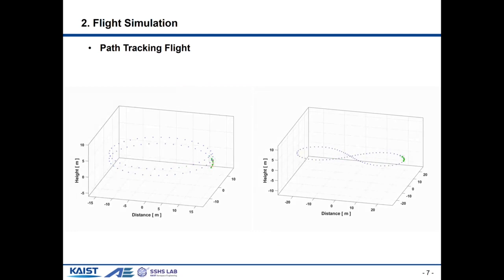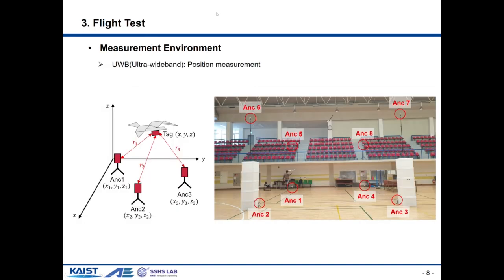These are the path tracking flight videos. As you can see, it can follow various flight paths such as helical or swinging path. The location is measured based on the distance between anchors and the tag. For this purpose, an ultra-wideband communication was used.